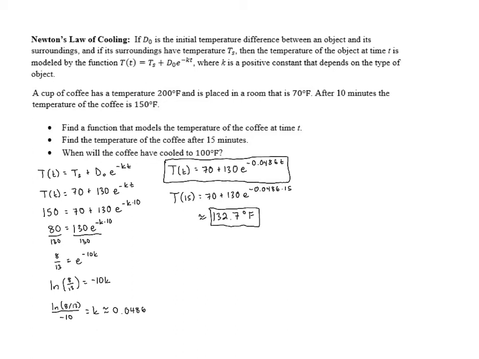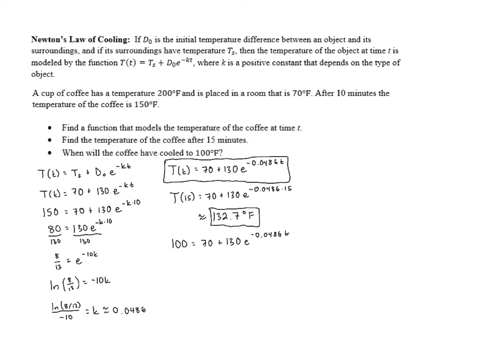Maybe that's the temperature that the person likes their coffee the most, and they want to know how long they'll have to wait for that. In this case, we know that the value of capital T needs to be 100. So we substitute in 100 for capital T, and we need to solve this equation now for lowercase t. So we've got this function, and we've plugged in 100 for the function value for the temperature, and now we need to solve for lowercase t.